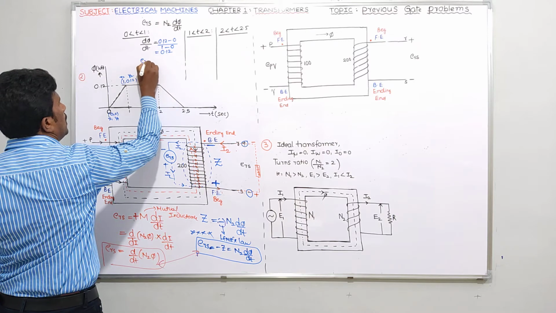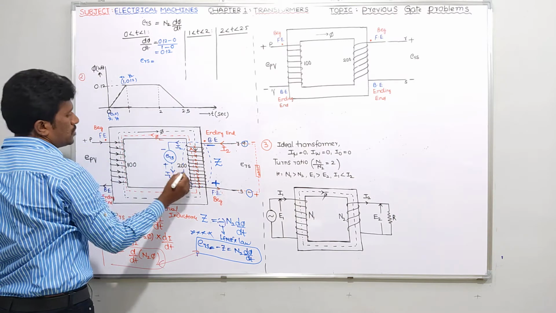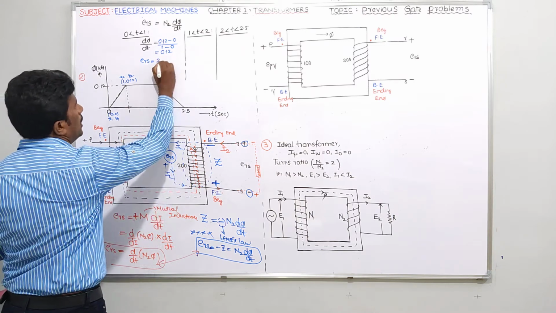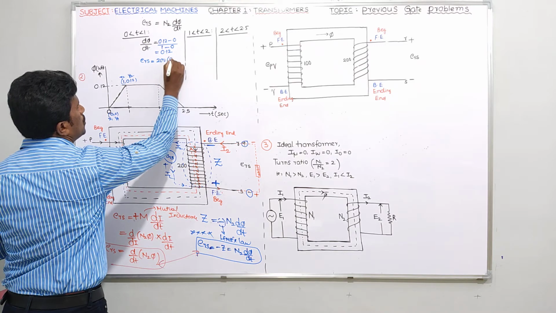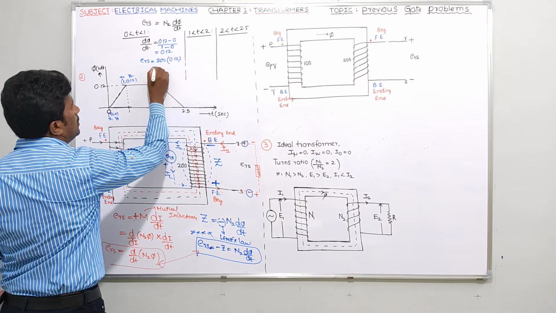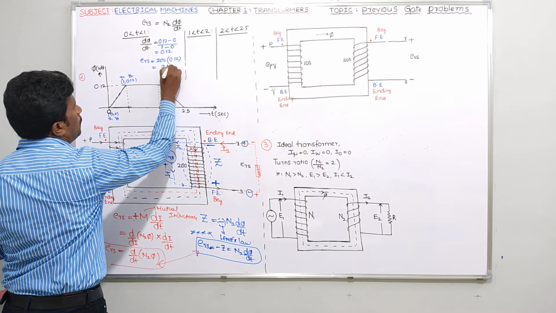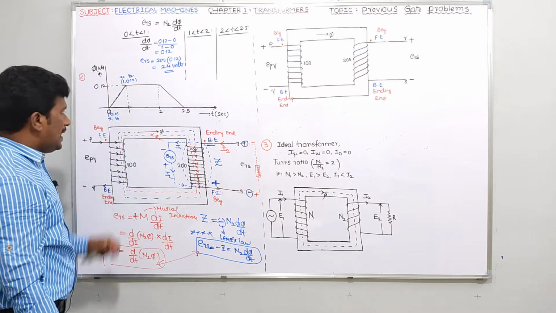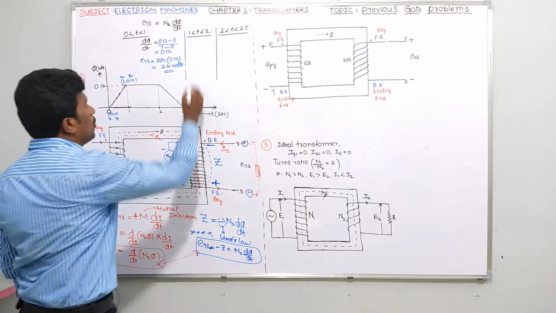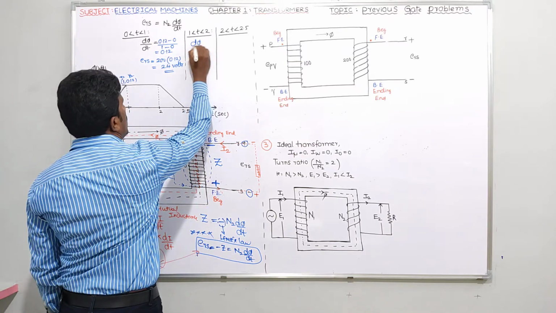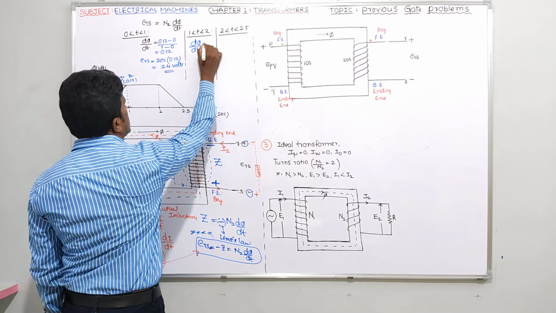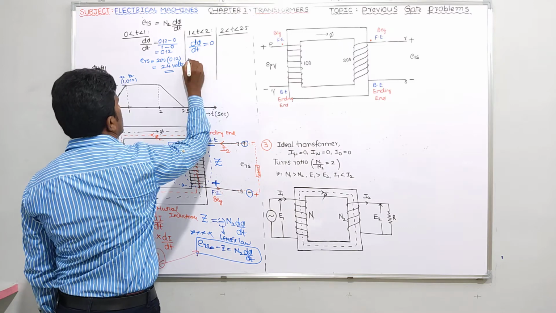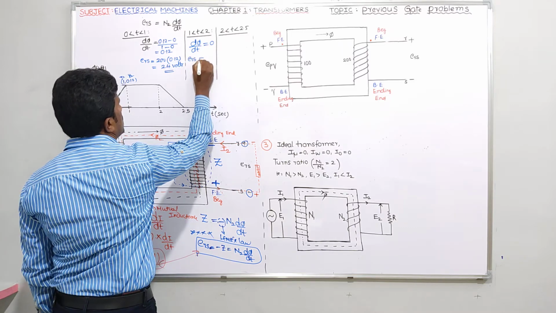So tell me the ERS value. N2, the number of turns in the secondary, is 200. 200 into d phi by dt, 0.12. How much value are you getting? 24 volts you will get. For 1 less than t less than 2, it's a constant slope. The d phi by dt value is 0 here if there is a constant slope, so the ERS value becomes 0, that's it.